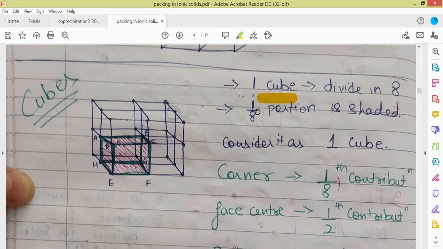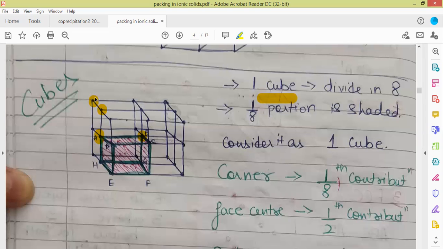That is, they can be present at the corners, they can be present at the face center. These are the corners of the cube. Say this is the corner, this is the face center. If we are considering this whole cube as one unit cell, this is the face center, this position is the edge center, then this position B is the body center. So these are the 4 positions which can be acquired by the spheres or the atoms.